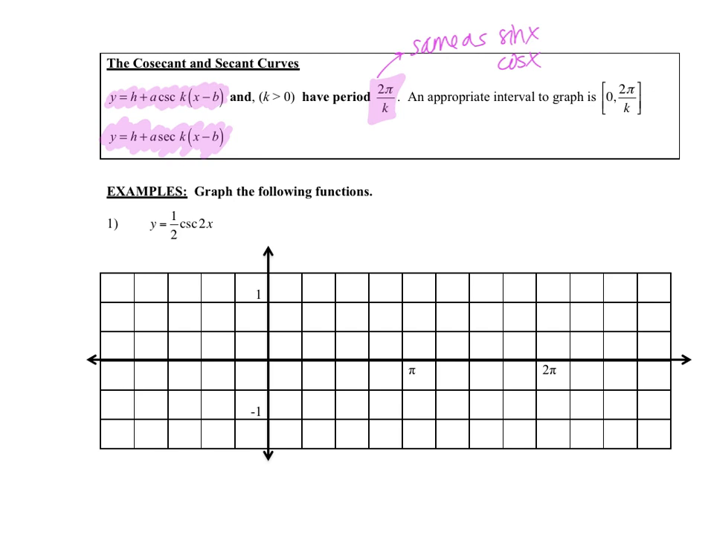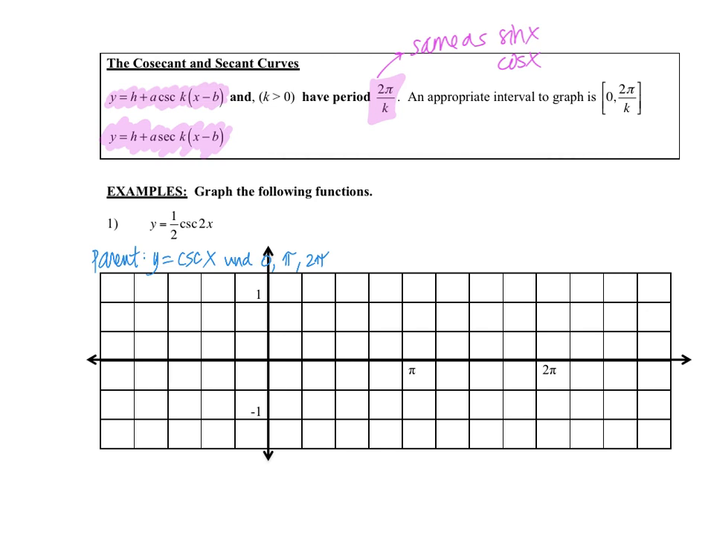Okay, so let's focus first on number 1, and let's talk about what my parent graph is. My parent graph for number 1 is y equals the cosecant of x. And what I'm thinking in my head is that cosecant is the reciprocal of sine. So I want to put my parent graph down where it is undefined, when sine is equal to 0. So that happens at 0, at pi, and at 2 pi.